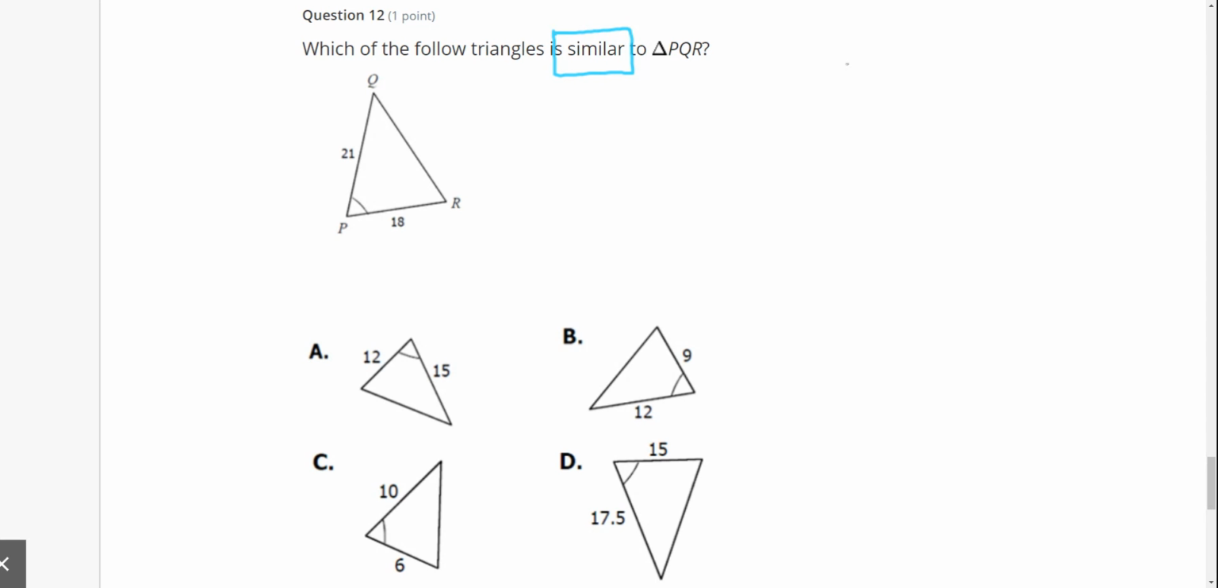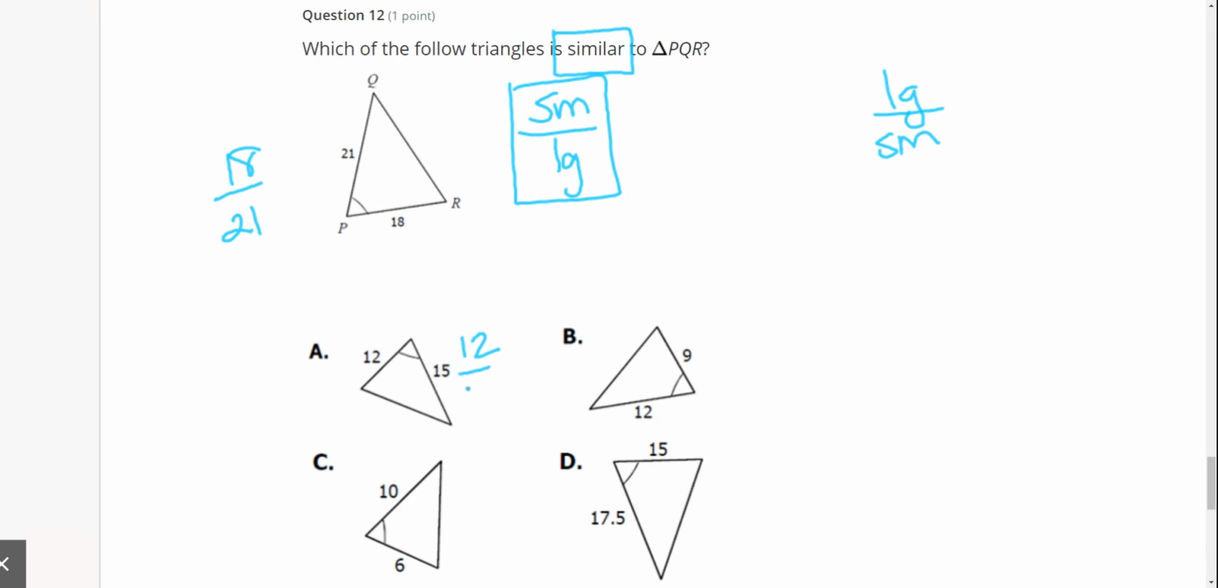So we're just going to take this, and you just need to have something you always do. I always do small over large, but you could do large over small. You just have to be consistent. It's kind of like slope. So I'm going to do the small number over the large one for every single one of them. Okay, so 18 over 21, and 12 over 15, and 9 over 12, and 15 over 17.5, and 6 over 10. Now you just have to get your calculator out and do all that division and compare the decimals.